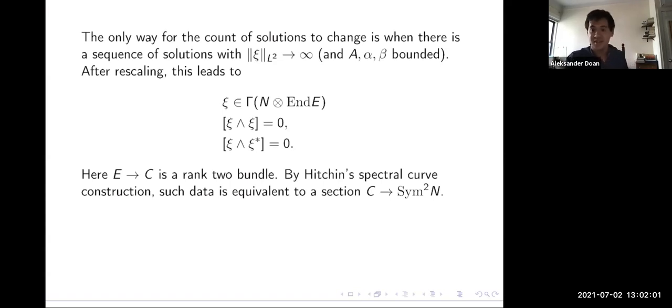So that was very fast. So I apologize for that. But essentially, the upshot is that these equations are designed in such a way that the number of solutions should change when I have a section, a multi-valued section of the normal bundle.